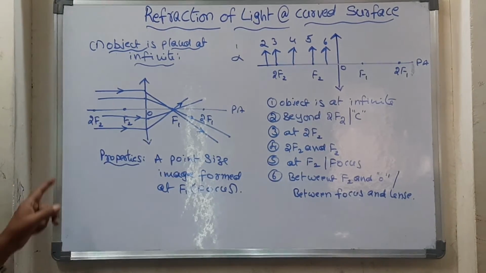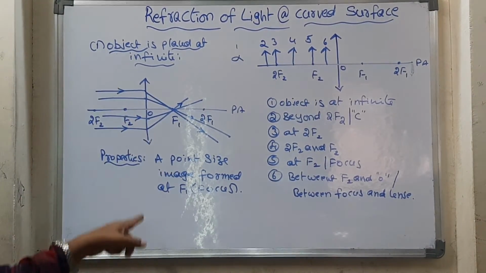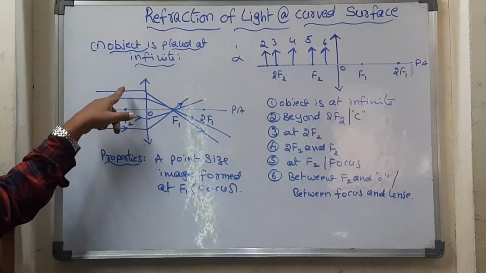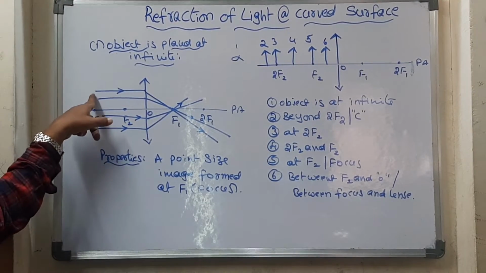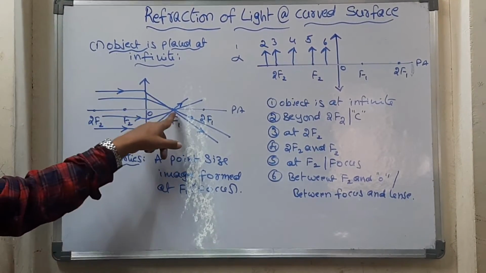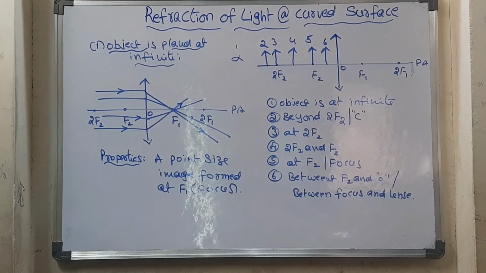Did you get it? So this is the situation. The first situation is where the object is placed at infinite distance. So where is the image formed? The image is formed at focus F1. Okay now, just take that down. Okay, completed.